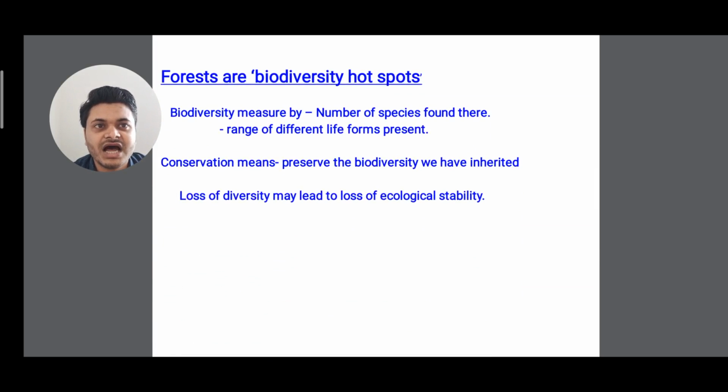Next, forests are biodiversity hotspots. Biodiversity is measured by the number of species found there and the range of different life forms. So biodiversity means variety and the number, isn't it? Variety of species and the number of species that are found. It can be of plants, it can be of animals. Conservation means preserving the biodiversity we have inherited. Loss of biodiversity may lead to loss of ecological stability. All right. So biodiversity is measured by the number of species and the variety of different species found.